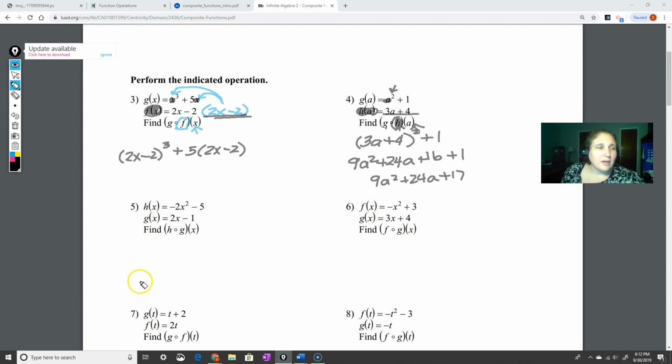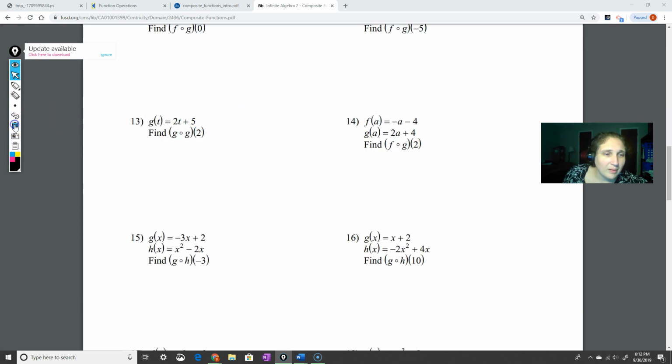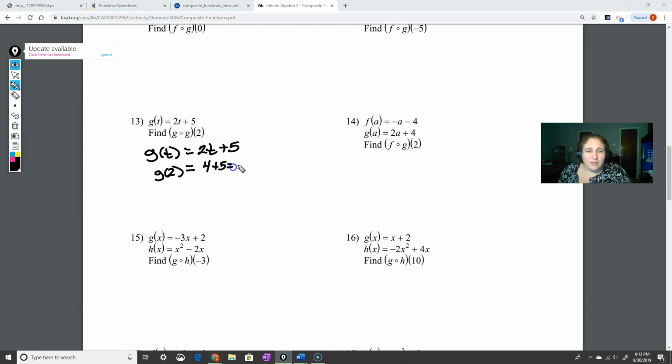So then it gets a little bit harder when you don't have letters. Sometimes you just have to do the straight substitution and get some numbers. So let's take a look at what that would be. Here it says, okay, first figure out what g of t is. And then once you figure that out, do this again. Here it says g of t equals 2t plus 5. First, I have to see what g of 2 equals. So I'm going to plug that in. 2 times 2 is 4, plus 5 equals 9.